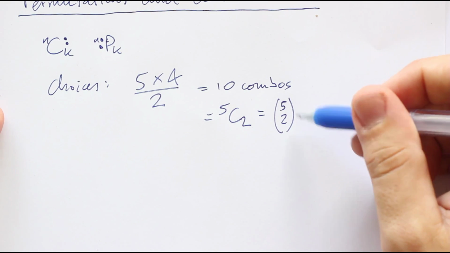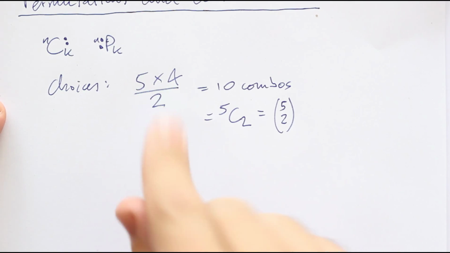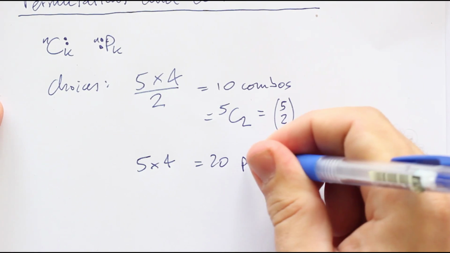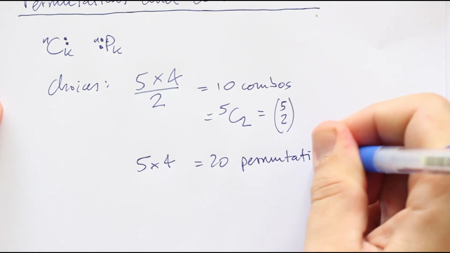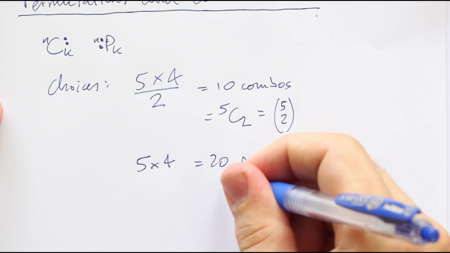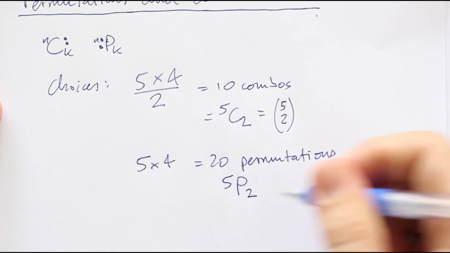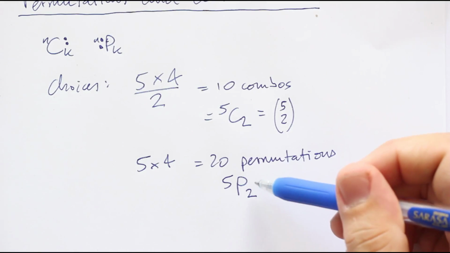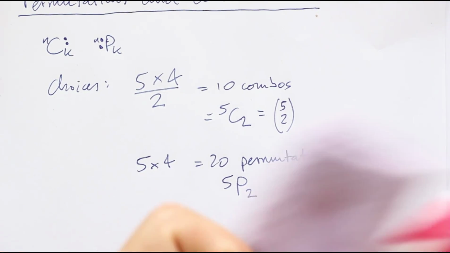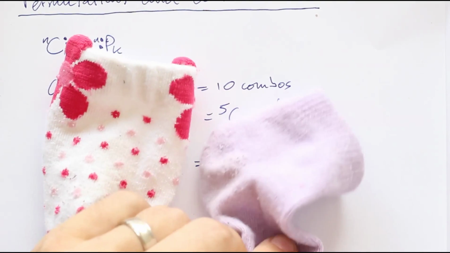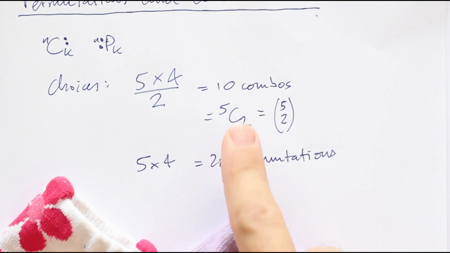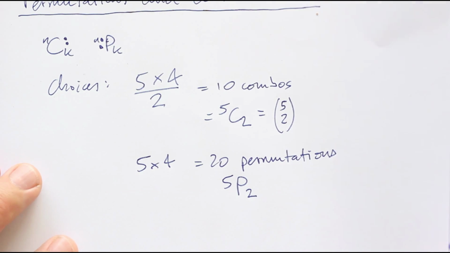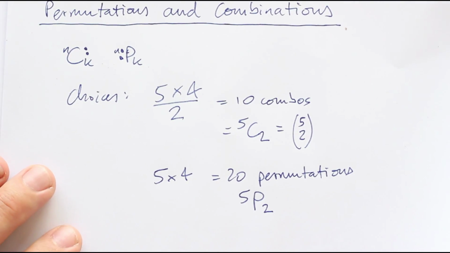Anyway, so that's it. If I don't divide, so if I just do 5 times 4, which is 20, that's the permutations. So that is written 5P2. So how many ways are there to permute 2 socks from among 5? Here the order does matter. So here this is different from that. Okay, that's why there are twice as many options there. Okay, one good example for this is runners in a race.